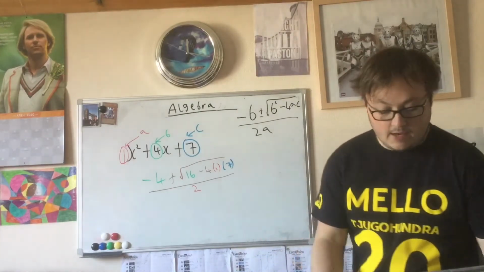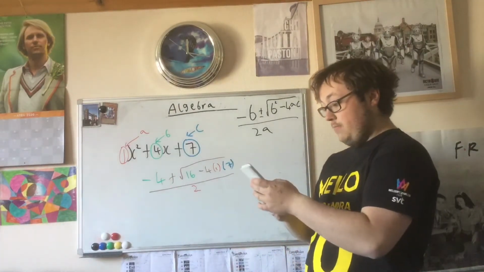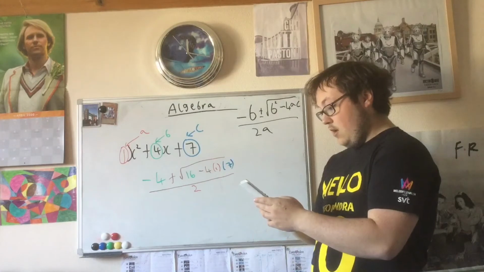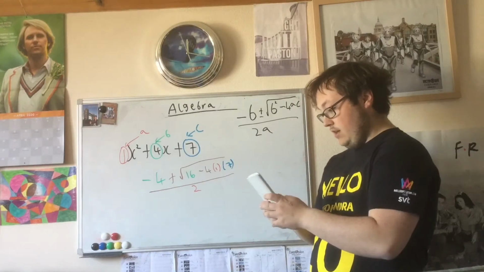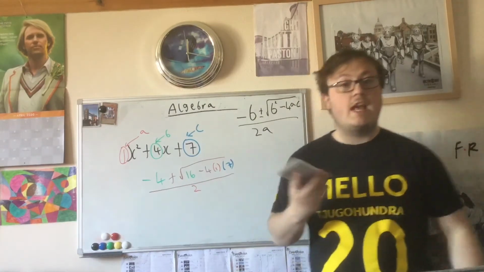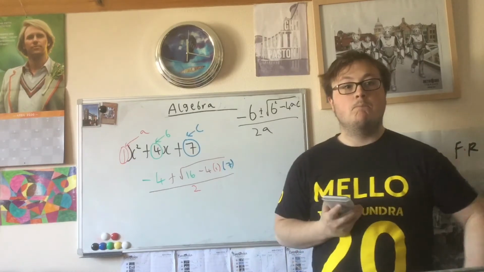Now enter that into your calculator, guys. So we do negative 4 plus root 16 minus 4 times 1 and 7, all over 2. And what do you get?